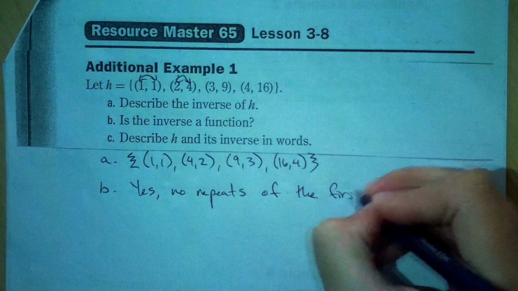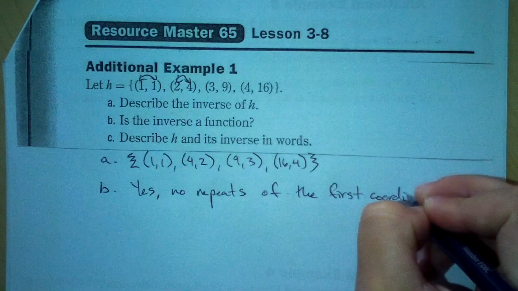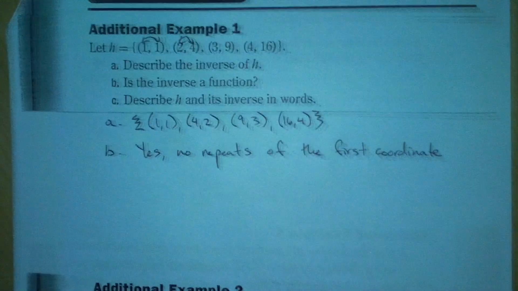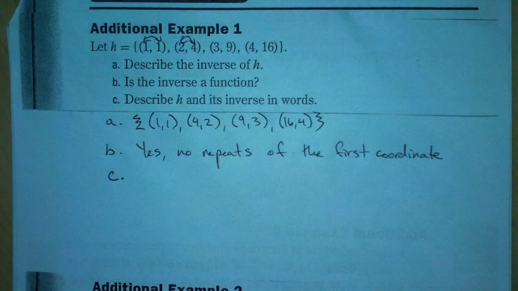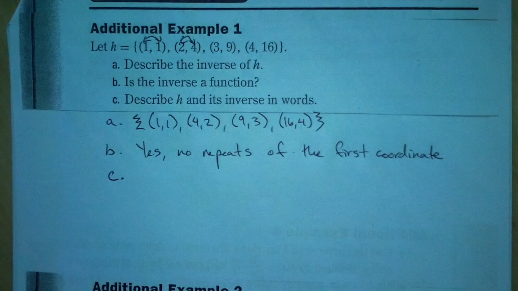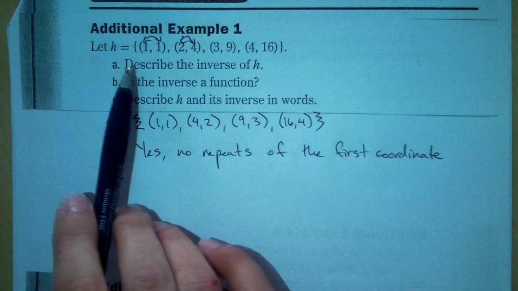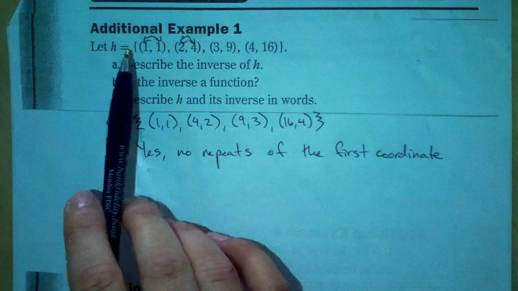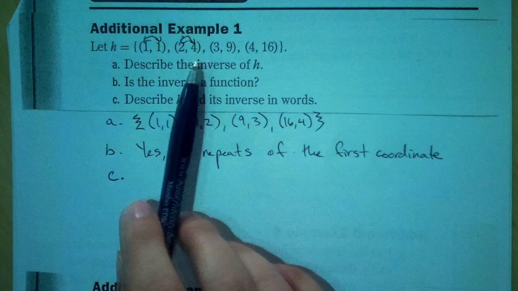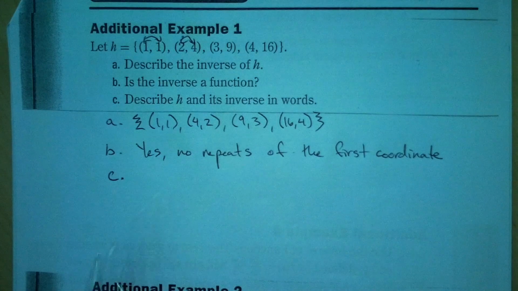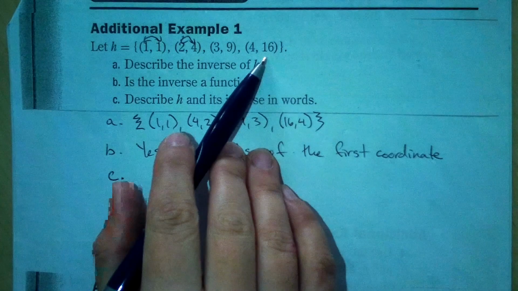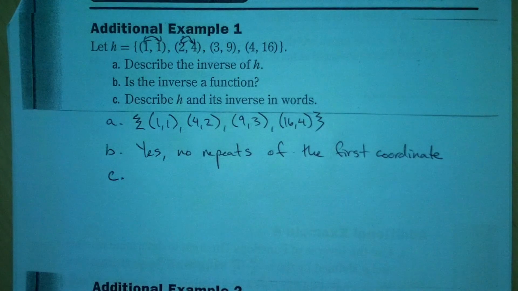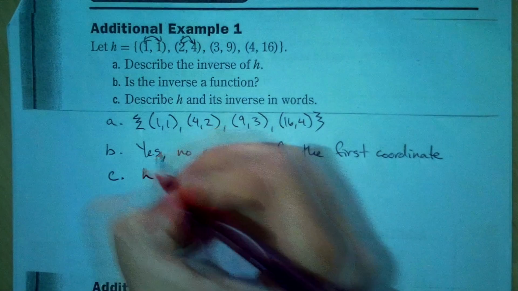Okay. And then for part C, it wants us to describe H, our original function there, and then its inverse in words. Looking at those ordered pairs there, what do you think we would do to get from 1 to 1, 2 to 4, 3 to 9, 4 to 16? What's the pattern those are following? Squaring, right? So if we took our x value there and squared it, wouldn't we get our y value for all those? Yeah, so describing it, you could just say H is the squaring function, because you're just taking your x values and squaring them.